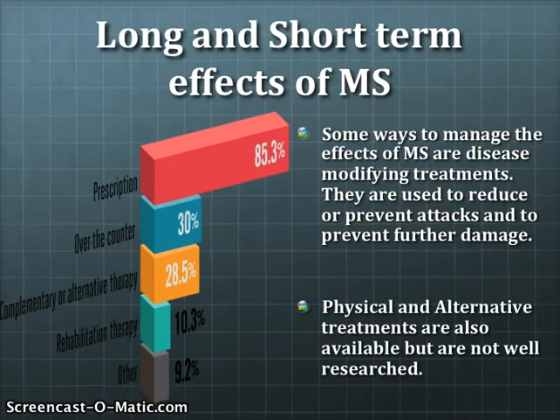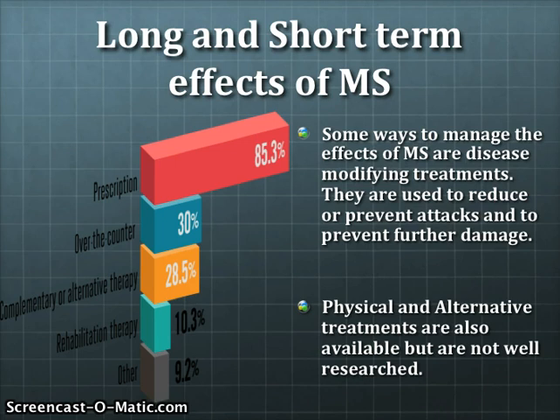Some long and short-term effects of MS are just taking some prescription medicine. Some alternative therapy is also really good, even though it hasn't been researched as extensively as the medicine for MS. But there is a percentage of people who found that alternative treatments, such as physical therapy and home remedies, actually help. Even though it might be just a little bit, it helps, and that's what's good about it.